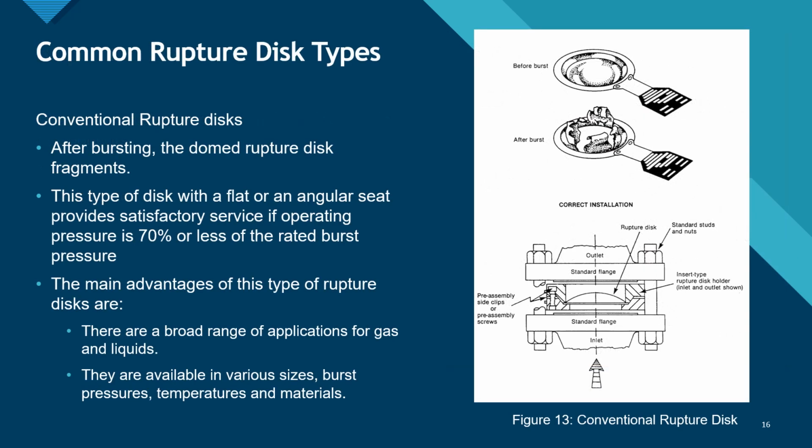We have some common rupture disc types. First being conventional rupture discs. After bursting, the dome rupture disc fragments. This type of disc with a flat or angular seat provides satisfactory service if operating pressure is 70% or less of the rated burst pressure. The main advantages of this type of rupture disc are that there are a broad range of applications for gas and liquids, and they're available in various sizes, burst pressures, temperatures, and materials.